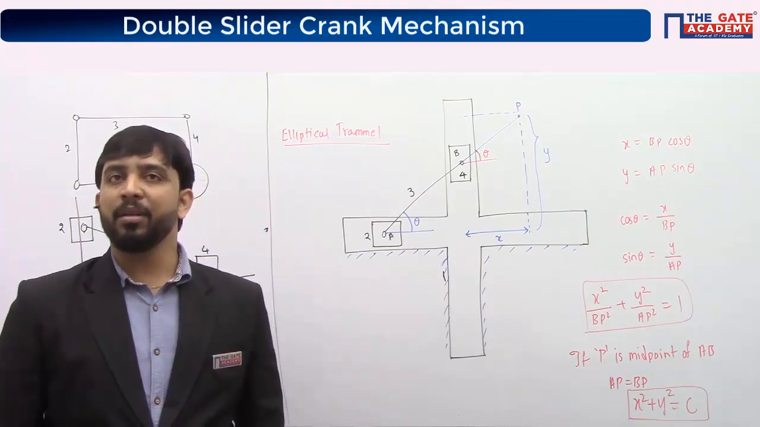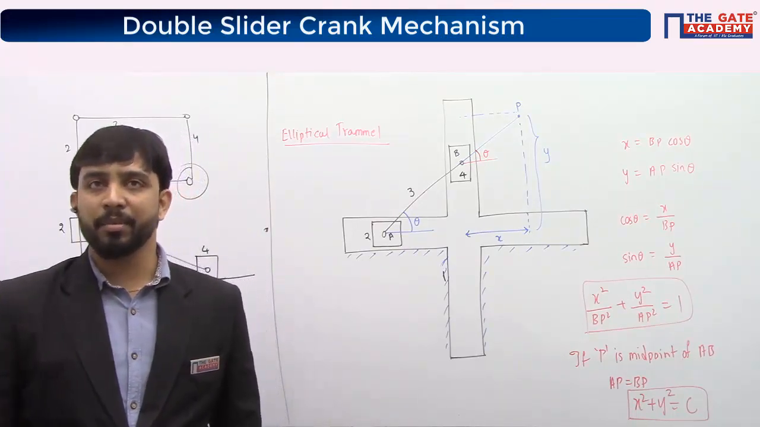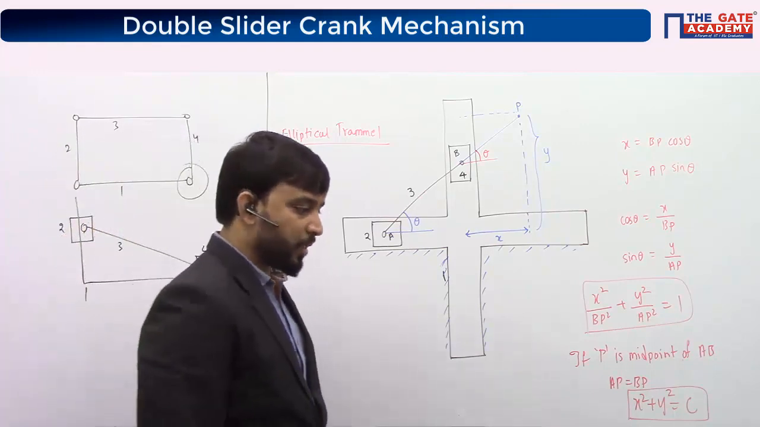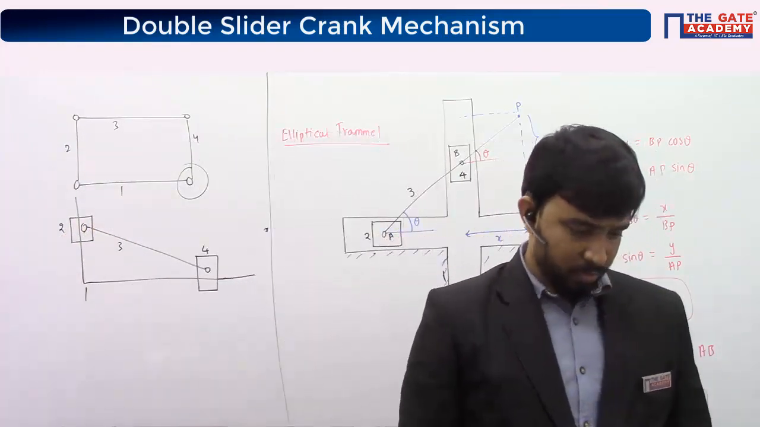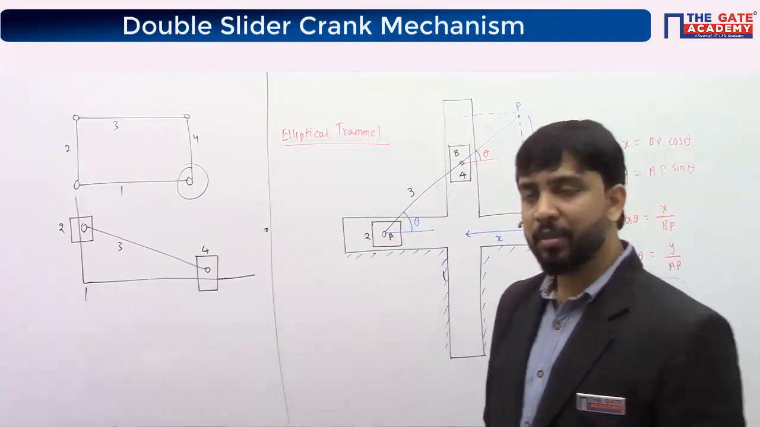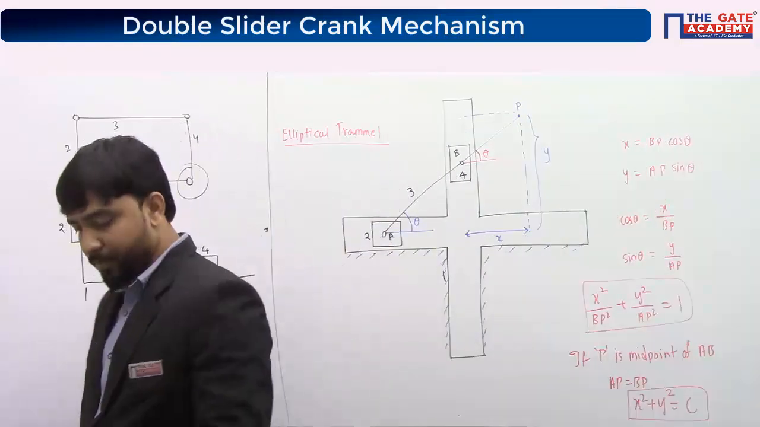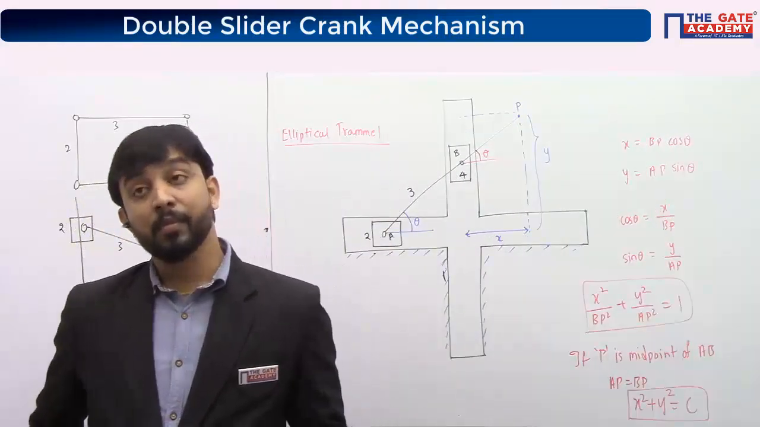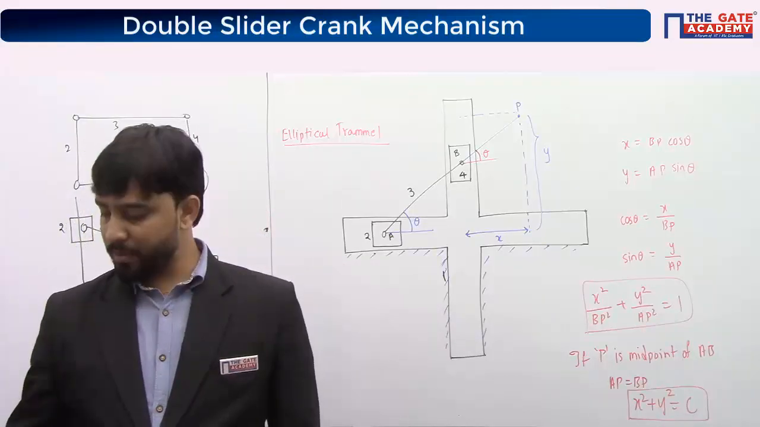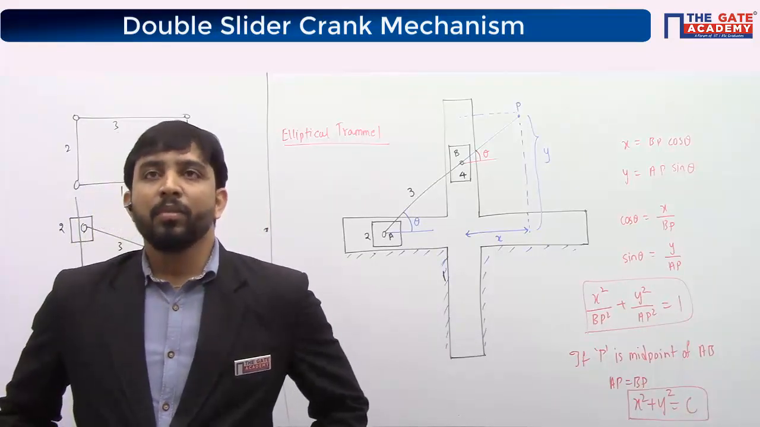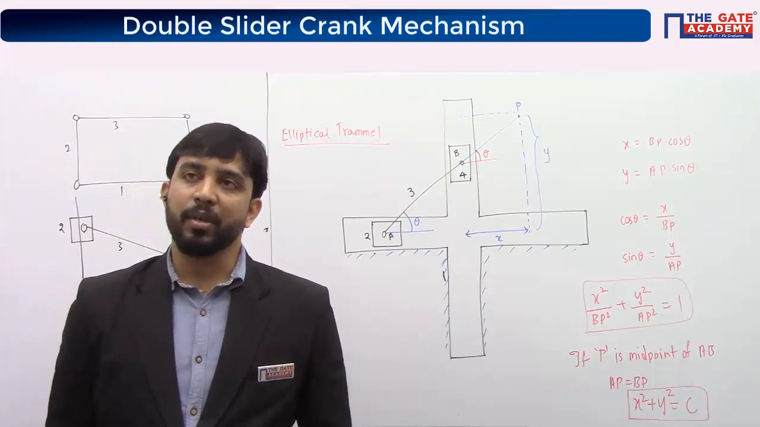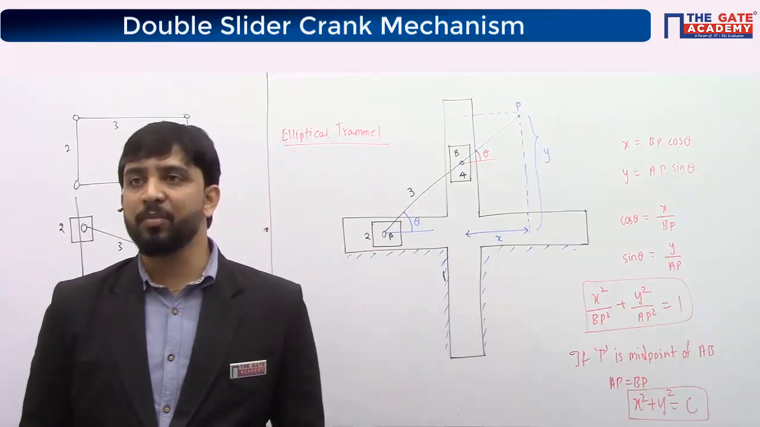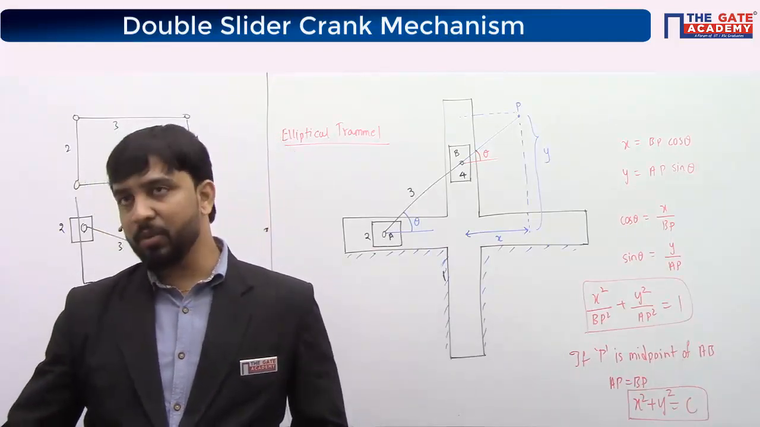The elliptical trammel is used for generating ellipses. This is the first inversion, and the application of the first inversion is the elliptical trammel. Next, we move on to the second inversion.